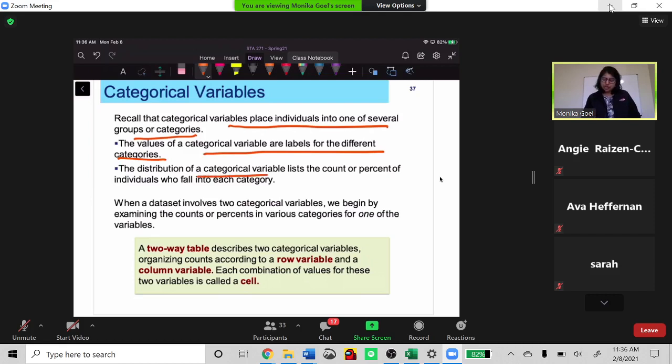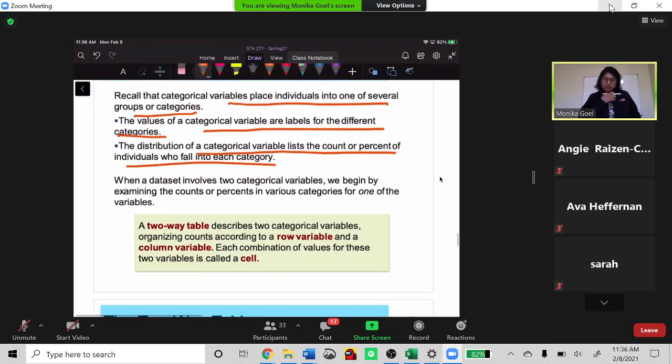The distribution of a categorical variable is the count or percent of individuals who fall into these categories. When the dataset involves two categorical variables, we begin by examining the counts or percents in various categories for one of the variables. So we have the data for a categorical variable. What's the first step? We make a two-way table. And how do we make a two-way table? We see how many categories we have and what the counts are for each category.